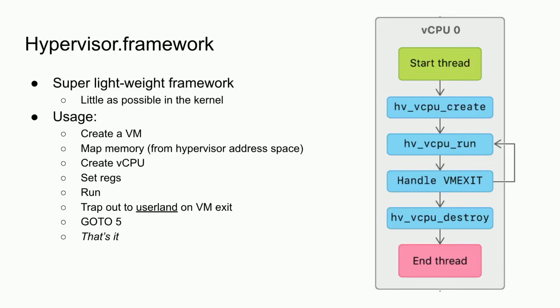You create a vCPU, you set registers, and you run. That traps back out to you in user land whenever the VM does a supervisor call or a hypervisor call, and then go to 5, rinse and repeat. That's it. This may sound vaguely familiar with KVM on Linux, right? But it's even simpler in some ways.